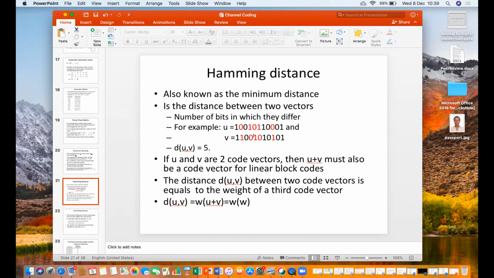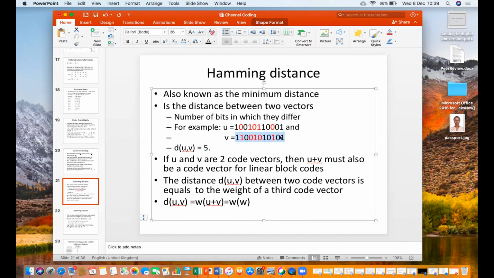We have what we call the Hamming distance and the Hamming weight. Now the Hamming weight is the number of bits which are not equal to zero. The number of bits in a code word which are not equal to zero. For instance, the Hamming weight of this code U is the number of bits in which this code is not equal to zero. So this is 1, 2, 3, 4, 5. And the Hamming weight of V is 1, 2, 3, 4, 5, 6.